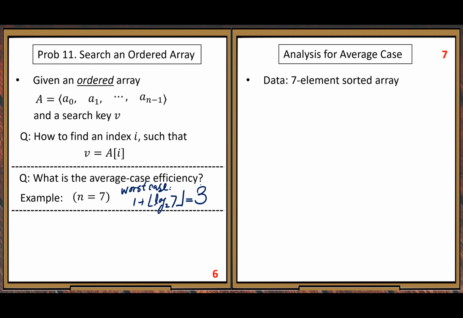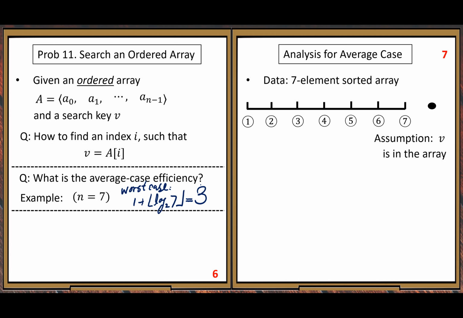All right. Data, a 7-element sorted array, like this. Here I draw a diagram. Then we run the binary search, and when we consider all the possible cases, 7 cases, then we can draw a binary tree to represent all 7 cases here.